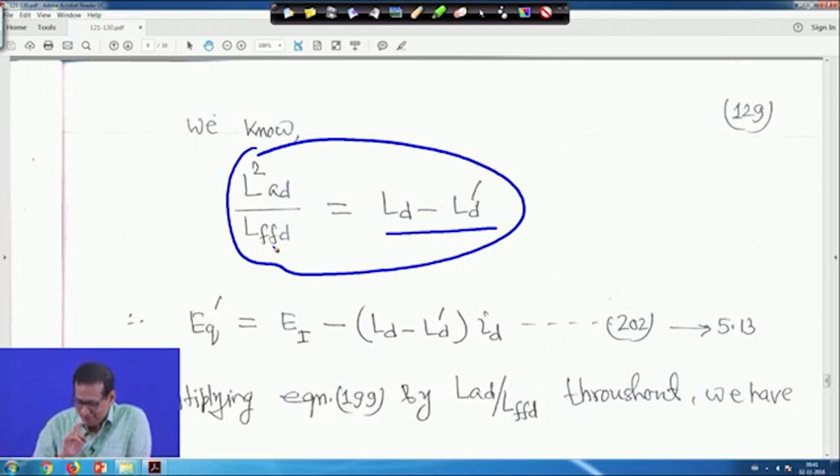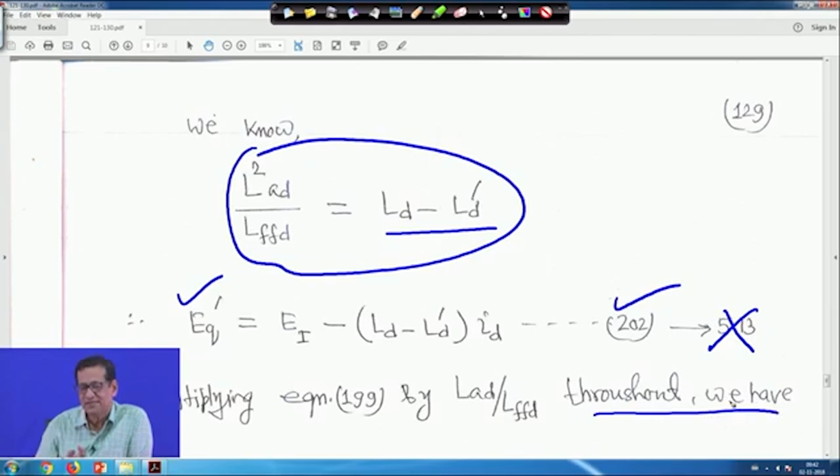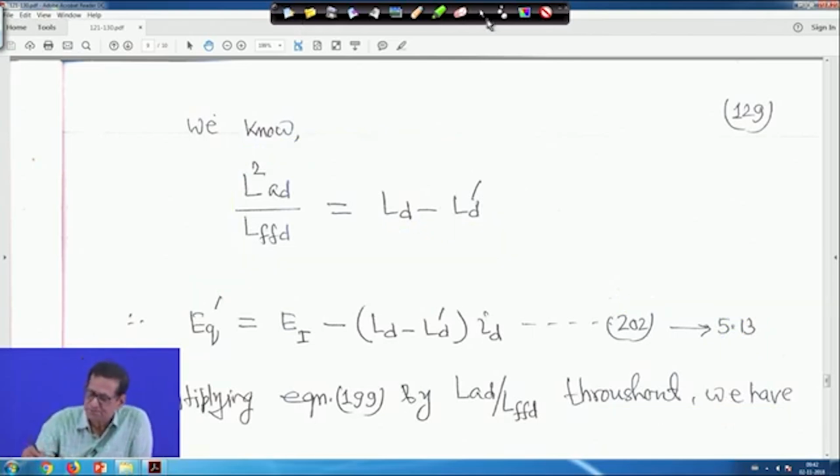So if it is so, then E_Q dash can be written as E_I minus, in bracket, (L_D minus L_D dash) I_D. This is equation 202, right. This is for my reference. Now, what you do is multiply equation 199 by L_AD upon L_FFD throughout, I mean left and right side both, right.